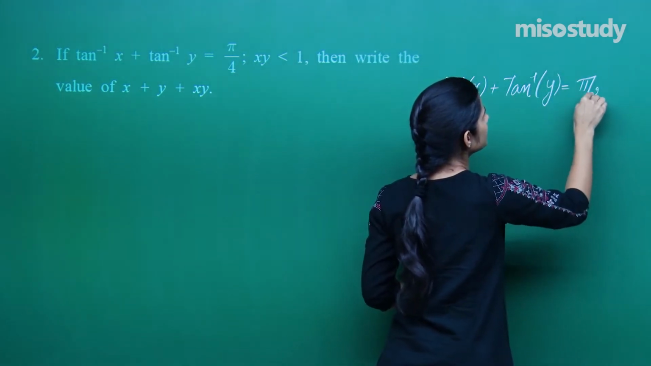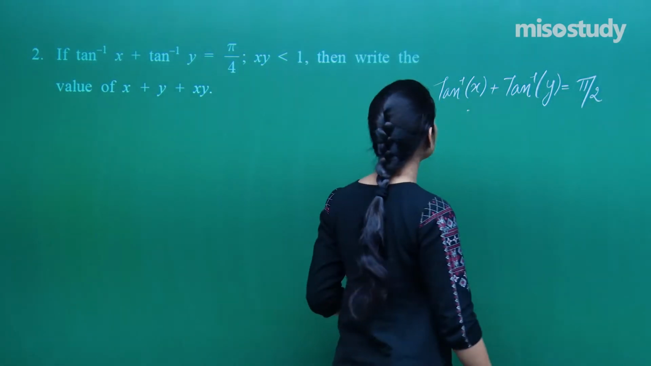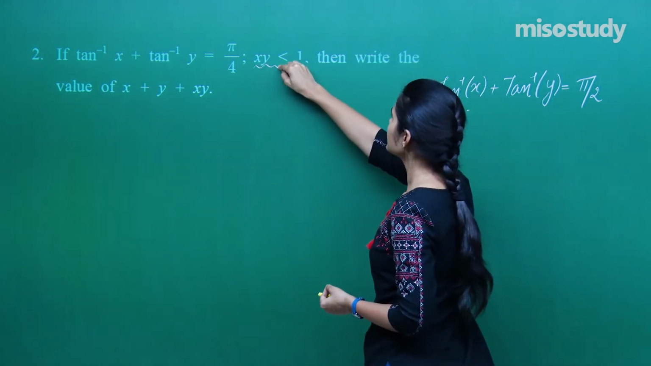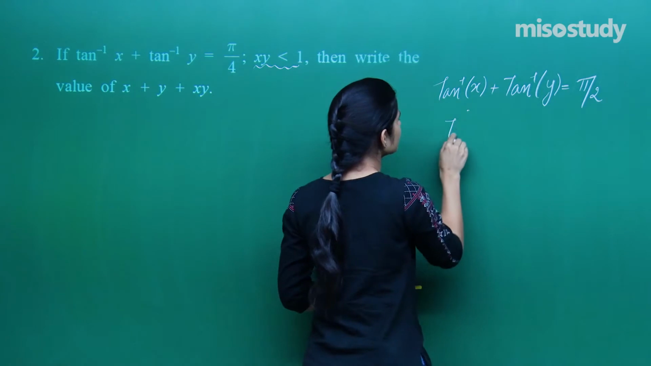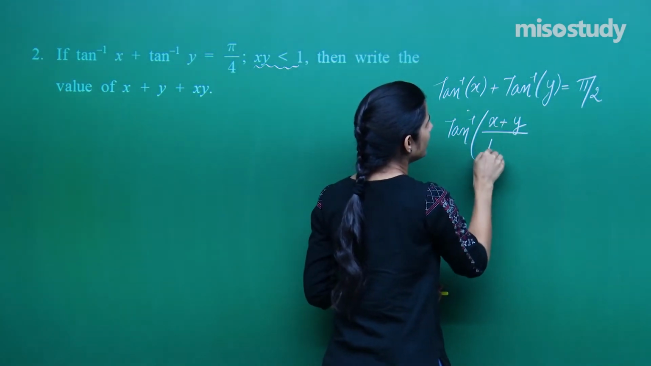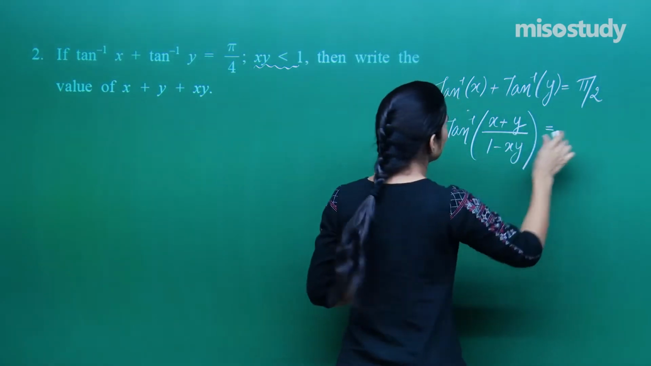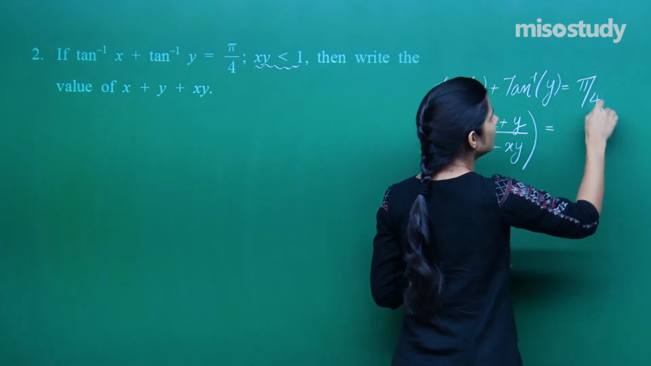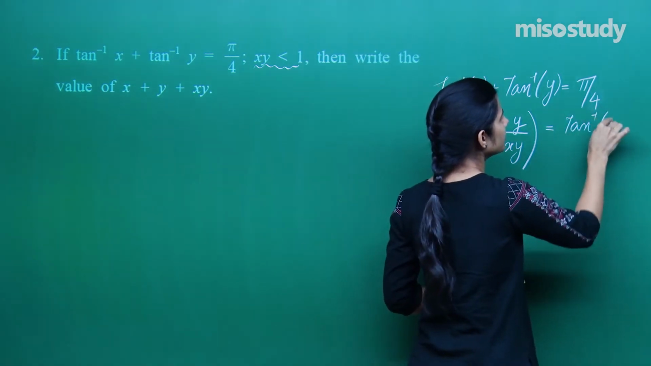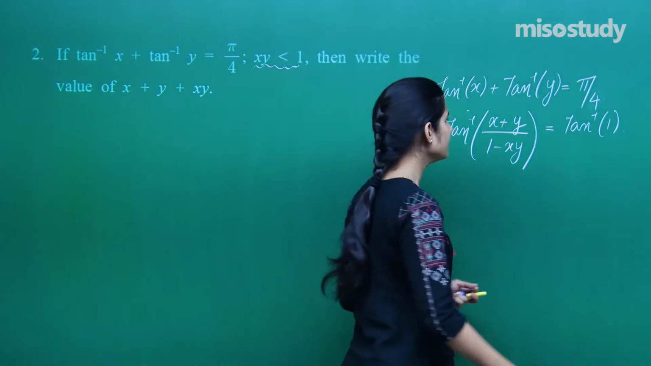Now the obvious next step is to apply the formula of tan inverse x plus tan inverse y, but for that we need the condition on x into y. It is given that x into y is less than 1, so clearly I will be applying tan inverse x plus tan inverse y is tan inverse of x plus y upon 1 minus xy. This is equal to pi by 4. How can I write pi by 4? Pi by 4 can be written as tan inverse 1, isn't it? Tan inverse 1 is pi by 4 because tan pi by 4 is 1.